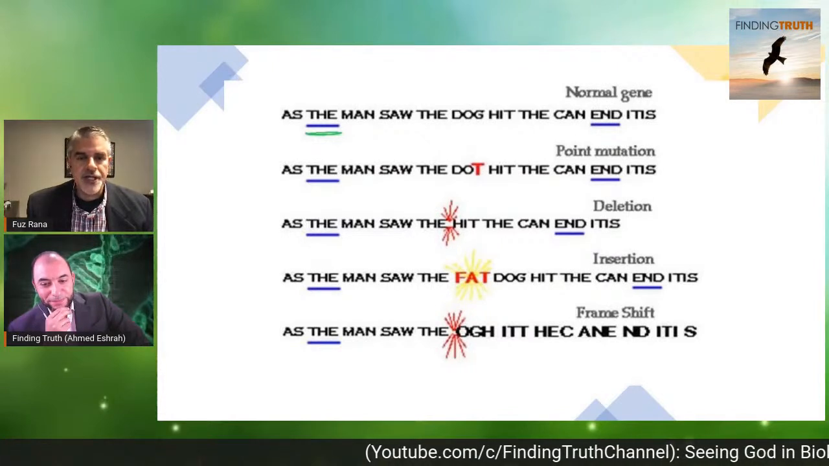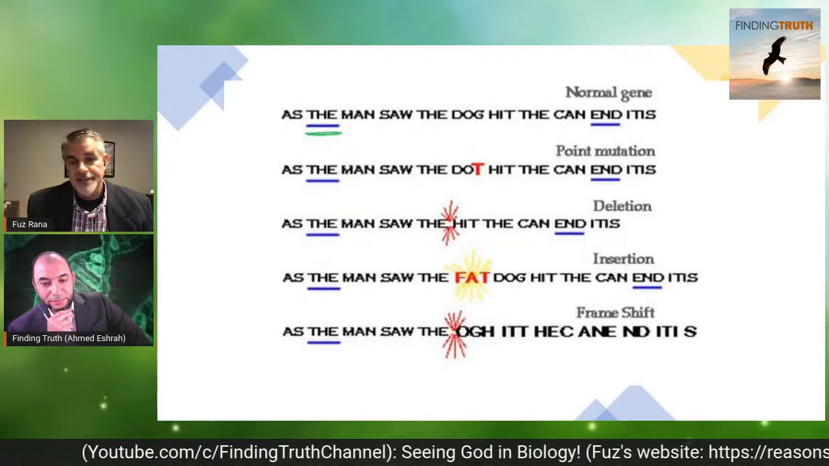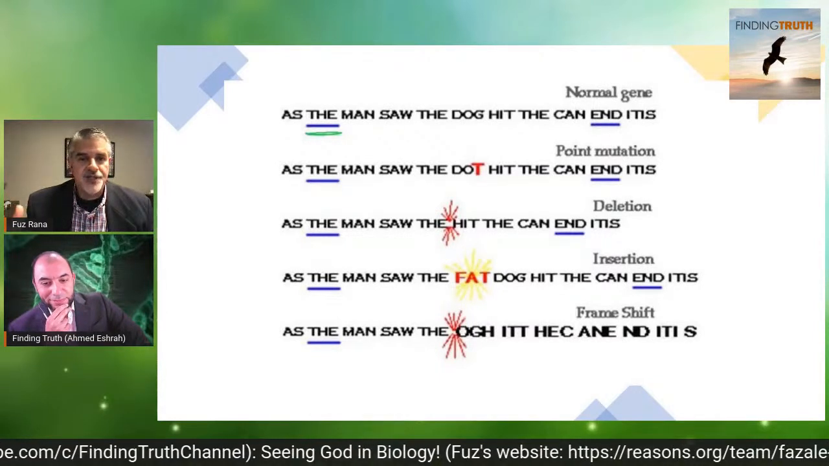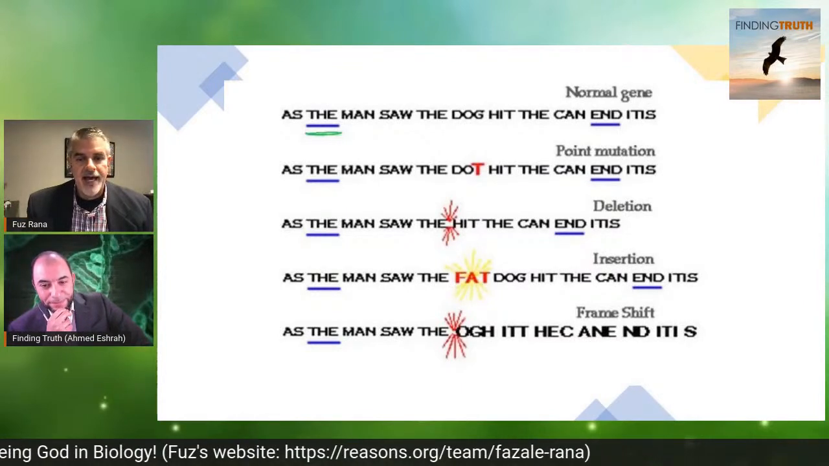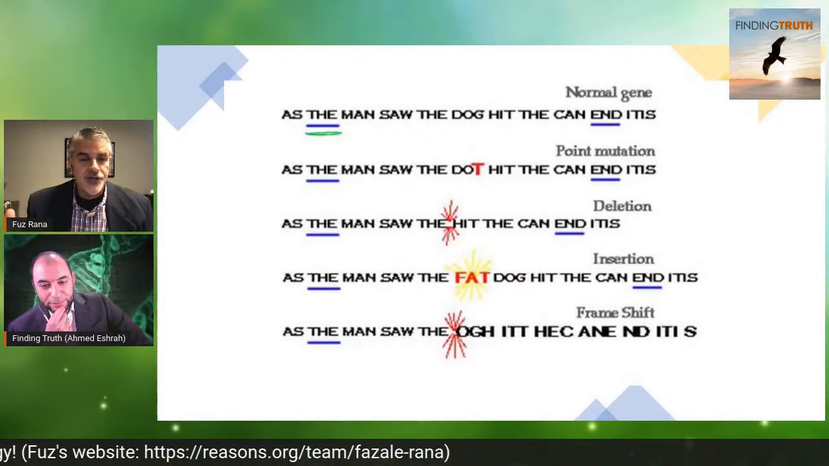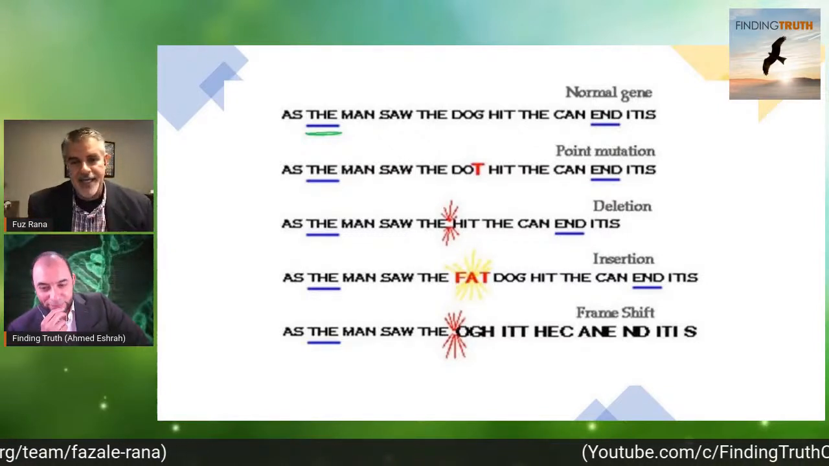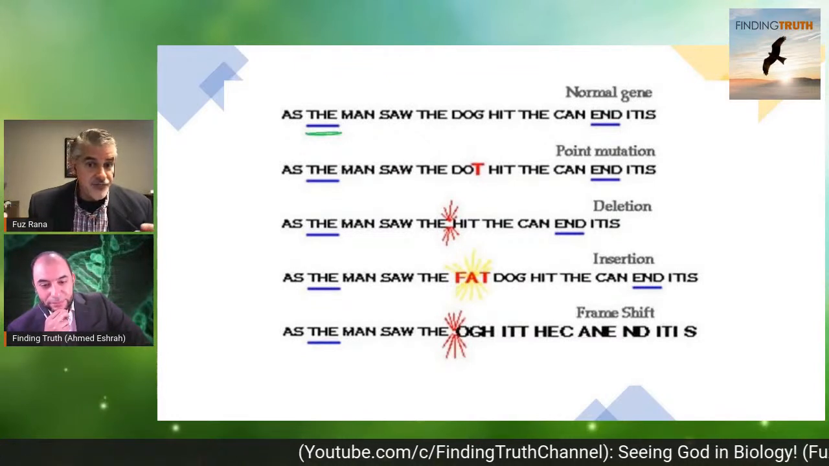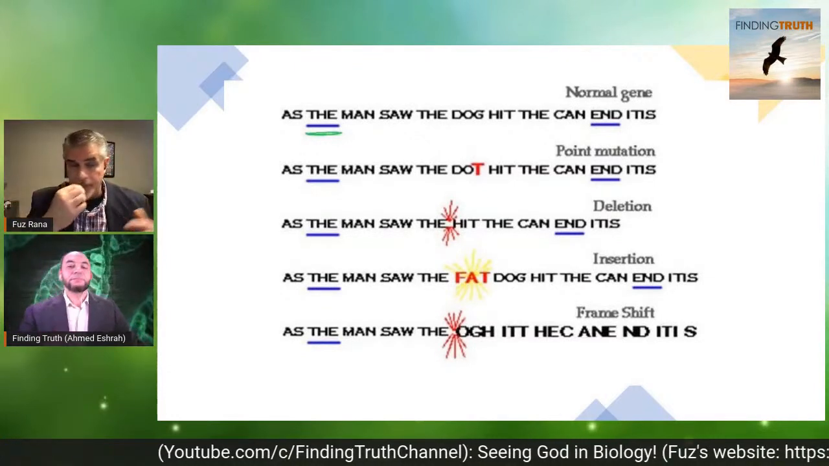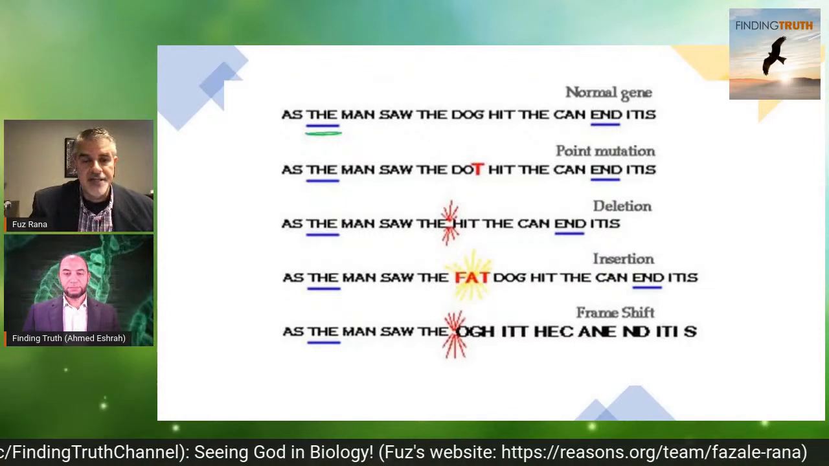If you have a deletion, then they would say the man saw the hit the can, right? So the dog is removed, or dot is removed. If you have an insertion, then you could have, like in this case, the man saw the fat dog hit the can, right? So that gives you an idea of how these different types of mutations can impact the meaning of proteins, just like they would impact the meaning of a sentence.